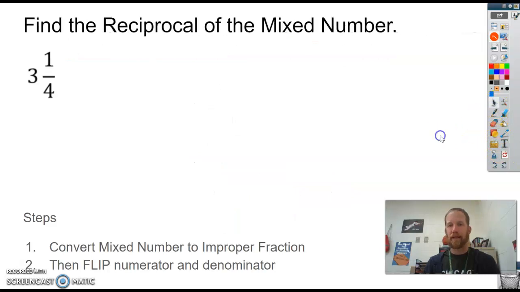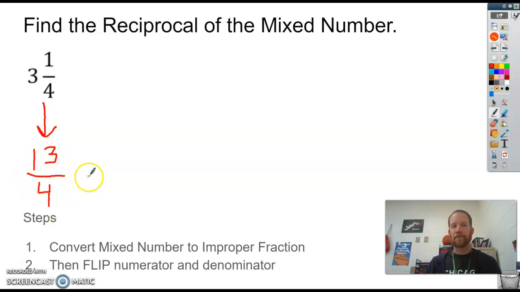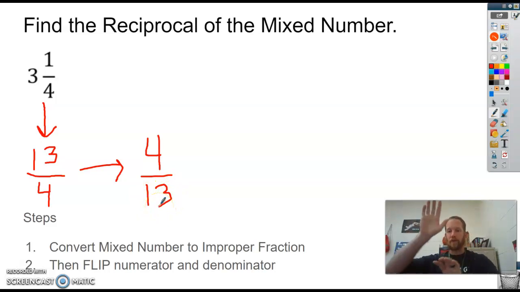If I looked at another example, I could do the same thing with the mixed number 3 and 1/4. Whenever I have a mixed number, before I take the reciprocal, I must convert it to an improper fraction. 3 times 4 is 12, plus 1 is 13 out of 4. After I do that, then I can flip to find the reciprocal of 13/4. And so when I flip, I'm just basically switching the numerator and the denominator. So 13 goes to the bottom, 4 goes to the top.